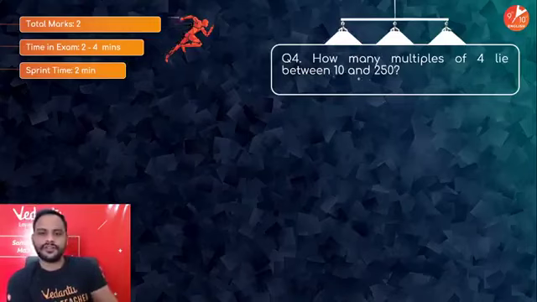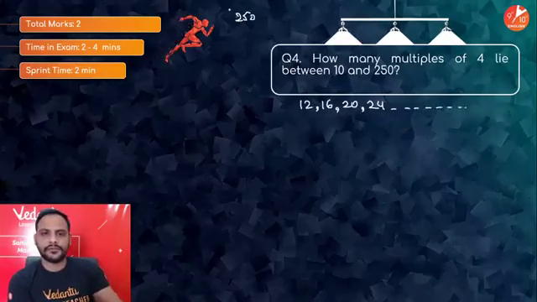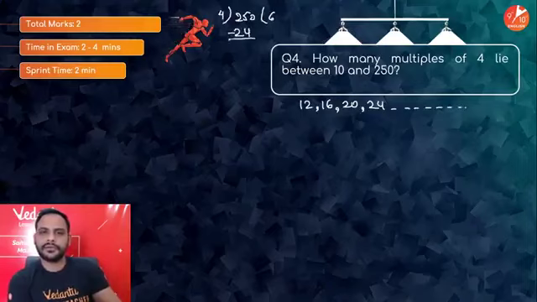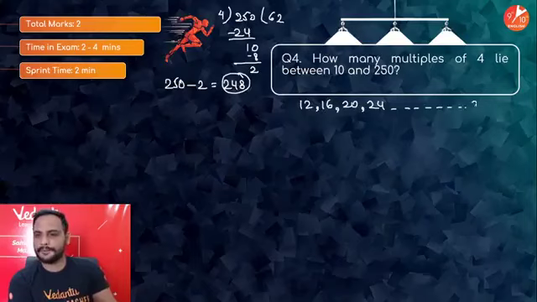So multiples of 4, if I start between 10 and 250, the first number will be 12, then 16, then 20, then 24, this way. But at 250 where will it end? So let us divide 250 by 4. 4 sixes are 24, subtract, you will get one remainder. I can say 4 twos are 8. So when you divide 250 by 4, 2 is your remainder, 2 is extra. So from 250, if I subtract 2, I will get 248. That means 248 is a correct multiple. So it will stop at 248. So these many numbers I have.